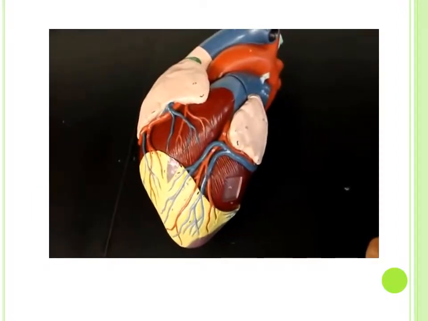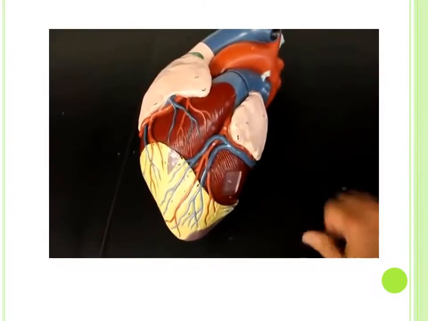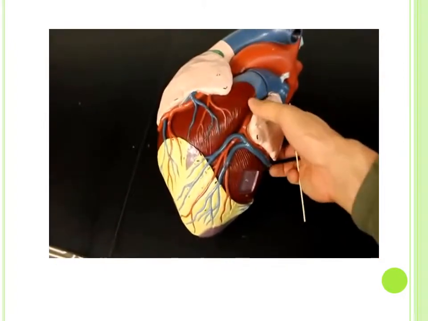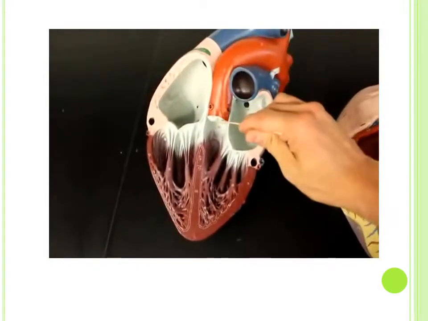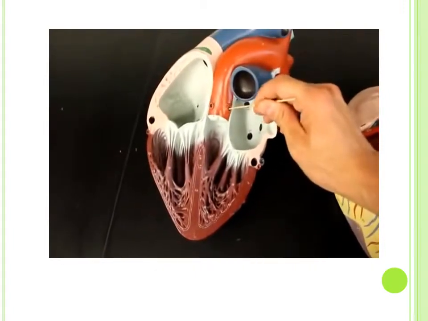Here's a heart model again. We're going to be taking a look at the coronary circulation, or at least the circulation that supplies the heart muscle itself of blood. And we really only get it from two arteries that are the first two branches off the aorta. If you take a look here, this is the aortic semilunar valve and this is the ascending aorta. First two branches, the right and the left coronary arteries.